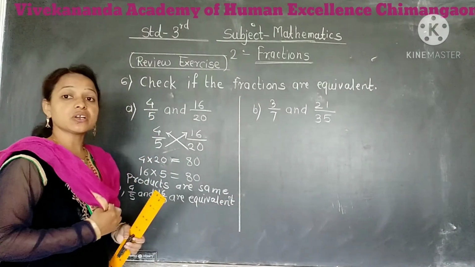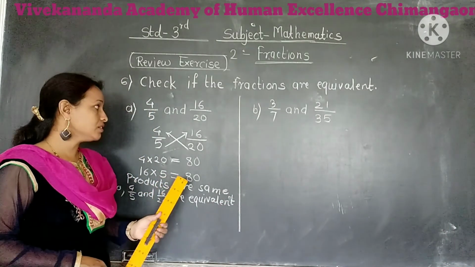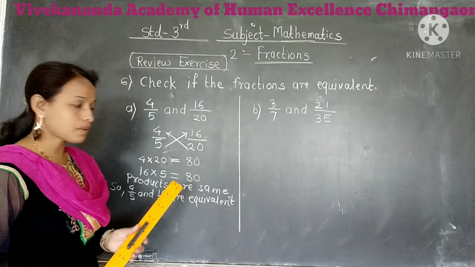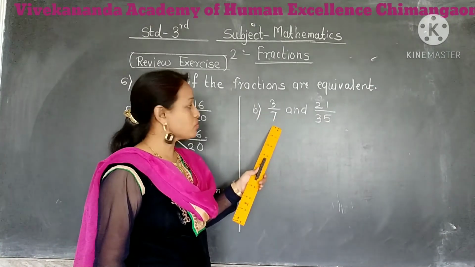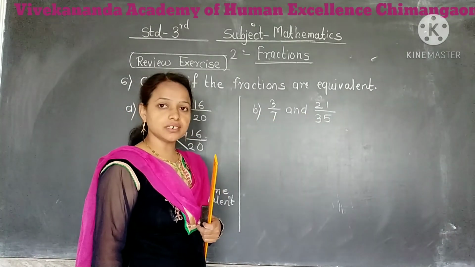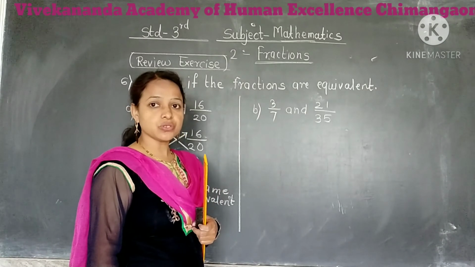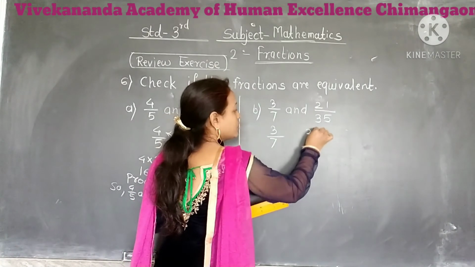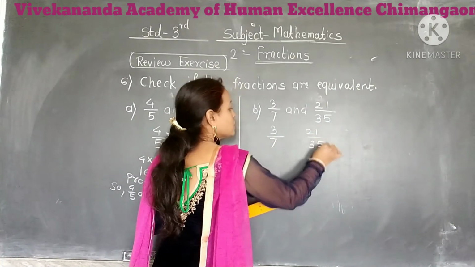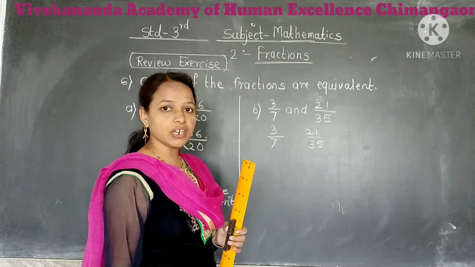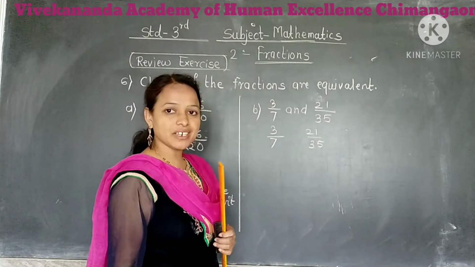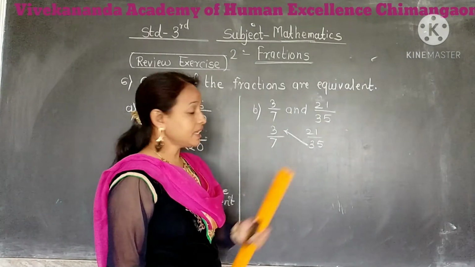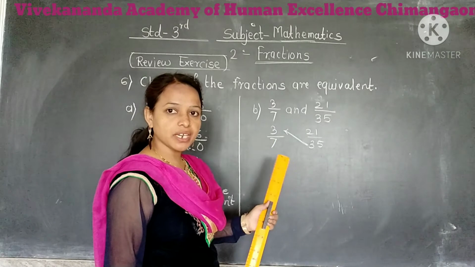See students, by the cross multiplication method we find whether the given fractions are equivalent or not. Okay, now let's solve the second example. Here the second example is 3 upon 7 and 21 upon 35. Here also we use the cross multiplication method. We multiply the numerator of the first fraction with the denominator of the second fraction. Also multiply the numerator of the second fraction with the denominator of the first fraction.